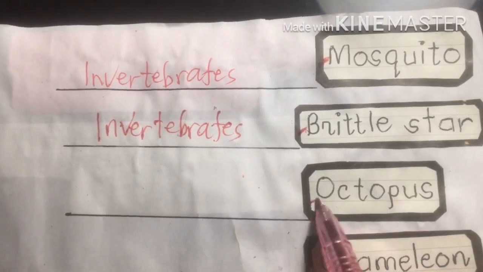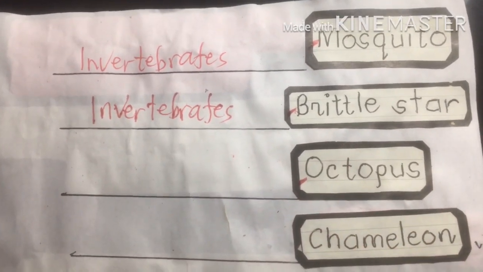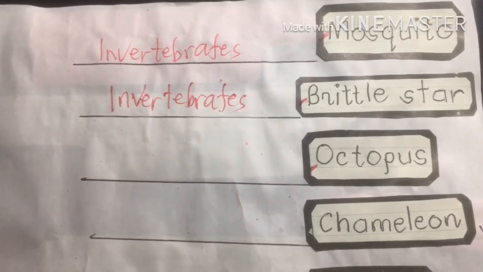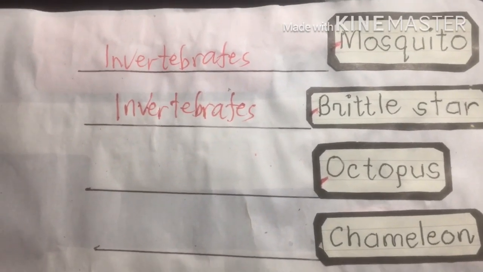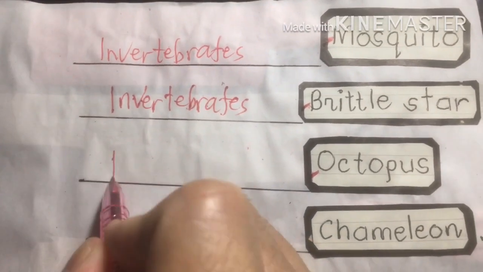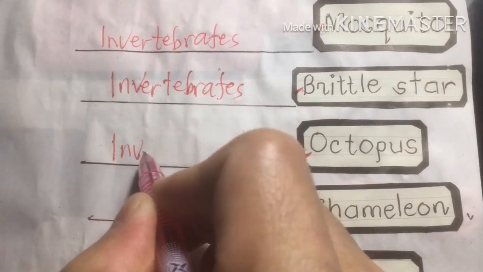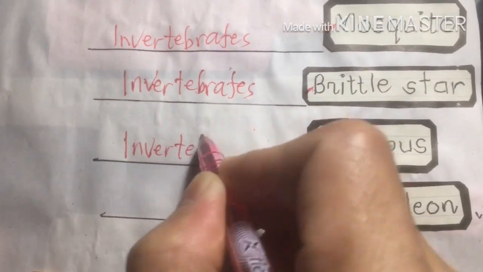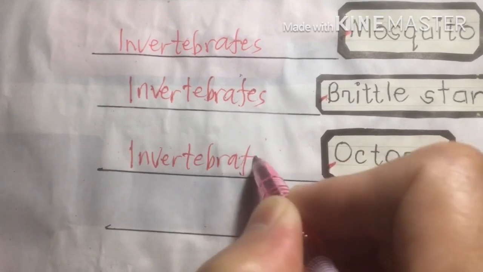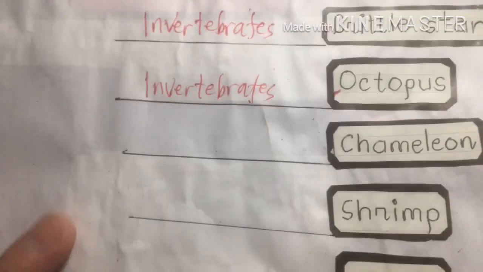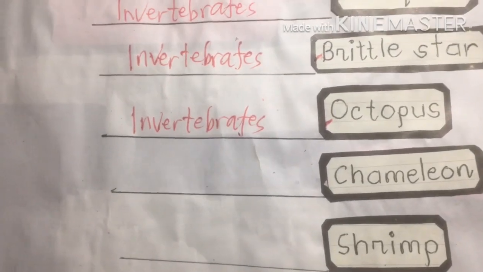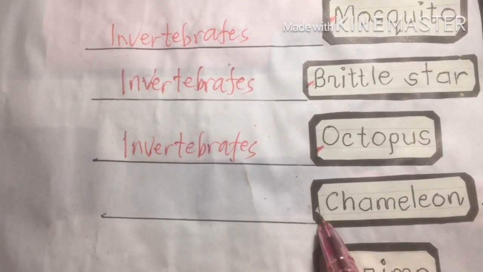Next, octopus. Oh, it's yummy. Octopus belongs to the squid family. That means to say, obviously, invertebrates. Please follow, guys. Please watch this video, guys, till the end of our discussion. Thank you for that. Chameleon.